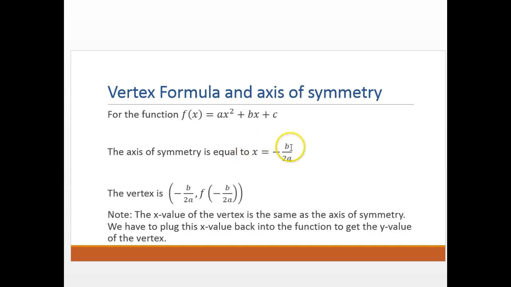But for right now, let's just take it at face value that your axis of symmetry is x equals negative b over 2a. And we know the axis of symmetry is always the x value of the vertex. So there's my x value of my vertex, which is the axis of symmetry. And to get the y value, I have to plug that x value back into my function. So your vertex is always negative b over 2a, comma, f of negative b over 2a.